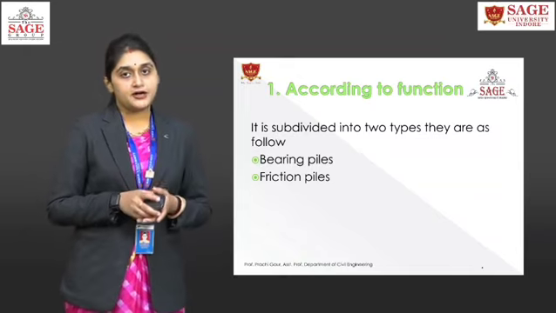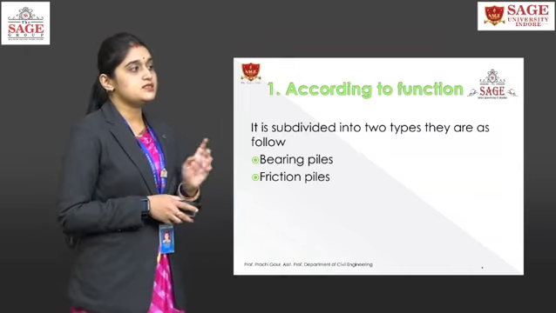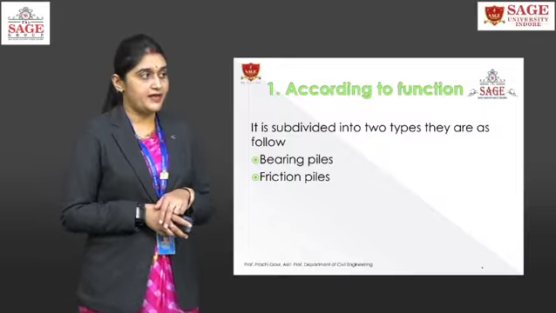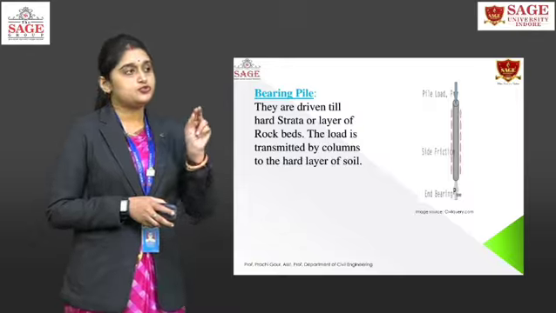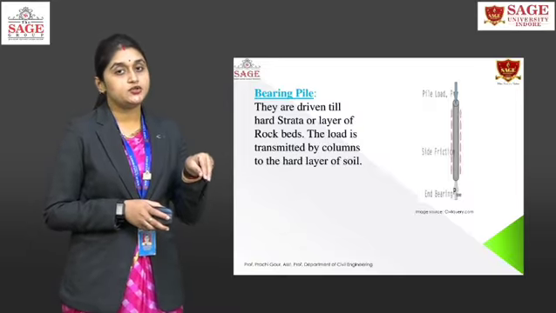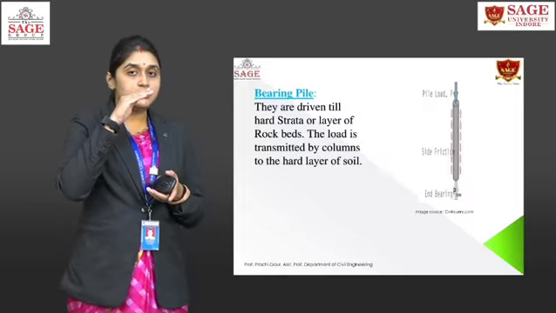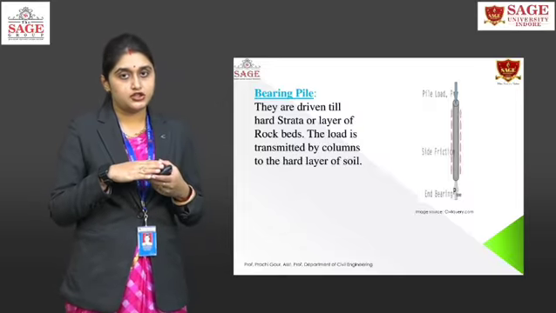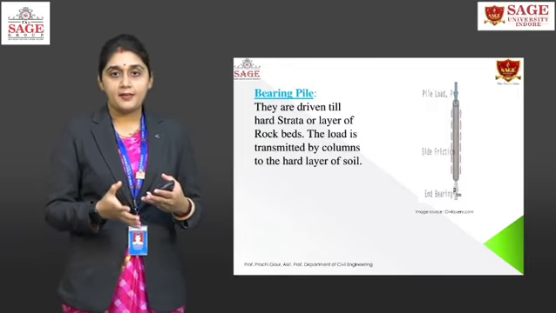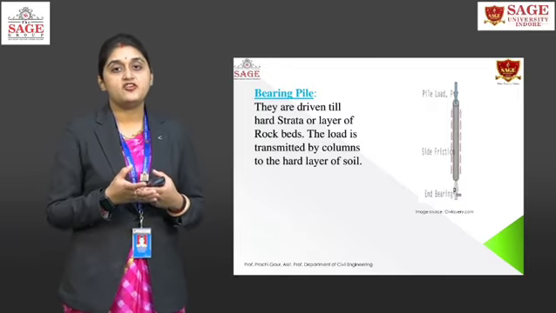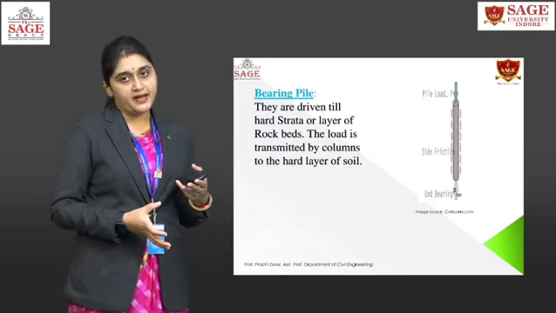According to function, piles are categorized into two categories. One is the bearing pile, the second one is the friction pile. What is a bearing pile? You can see in the diagram, as I have told you, that when we insert the pile into the soil, we apply a large amount of pressure from the top portion so that we can insert the pile into the ground. Different types of hammers are very common, or some kind of machines, which are used to insert the pile into the soil.